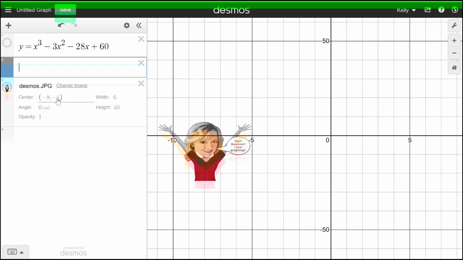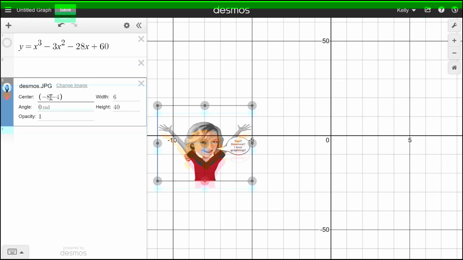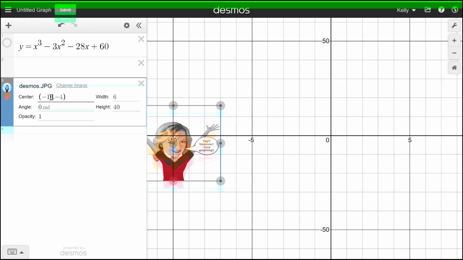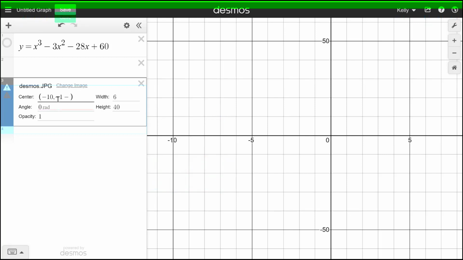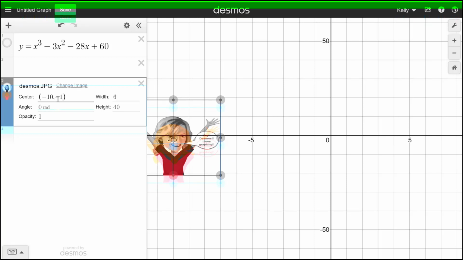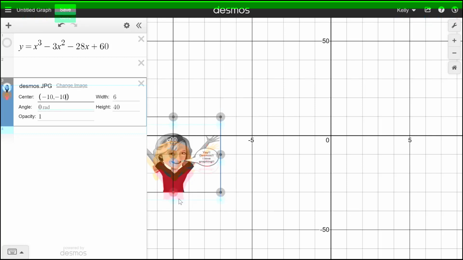I'm going to change the center on this, by the way, because we're going to need that negative 5 and it's kind of getting in the way. So let's see here. Negative 10. Oops, that was weird. Okay, good enough.